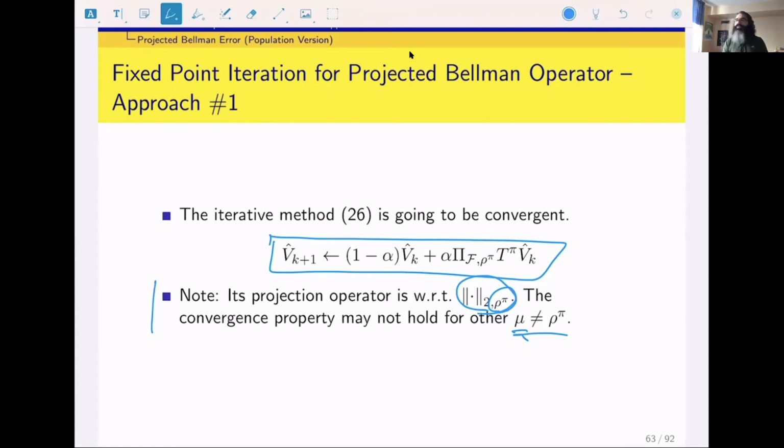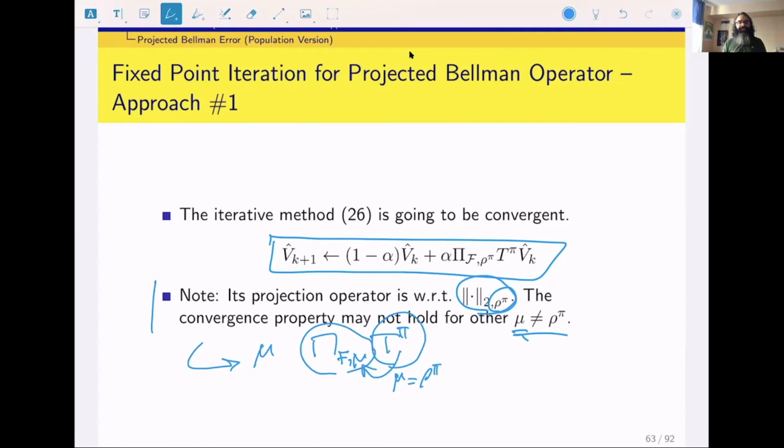So what would happen if, say, for this case, I use another distribution? I could define projection with respect to mu. That would be non-expansive with respect to mu, but T pi would not be contraction with respect to mu. It is only contraction with respect to rho of pi. So because of T pi, I have to choose mu to be equal to rho pi in order to make a contraction.